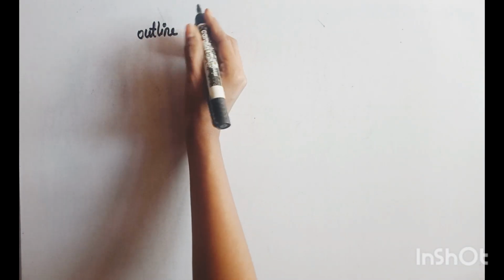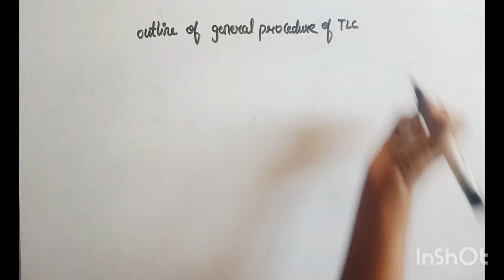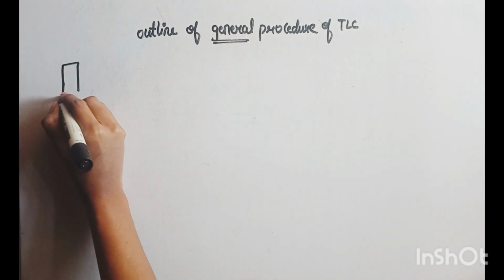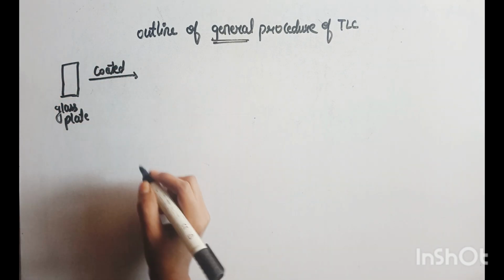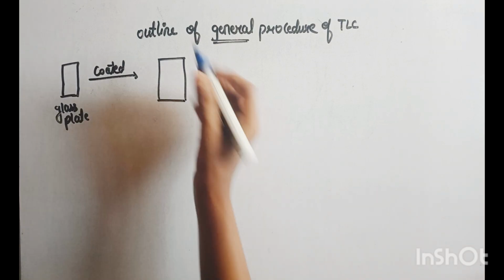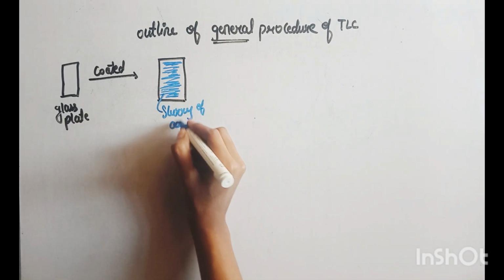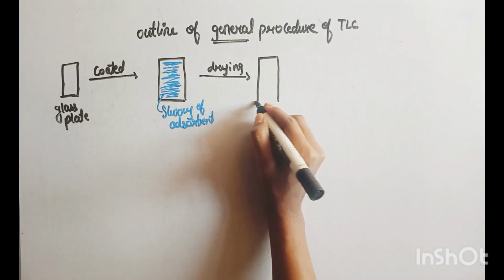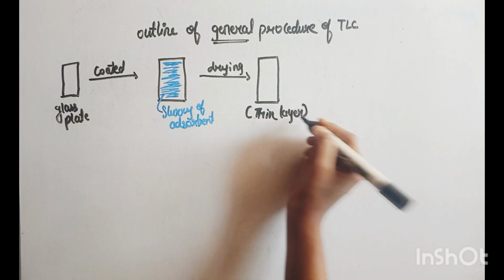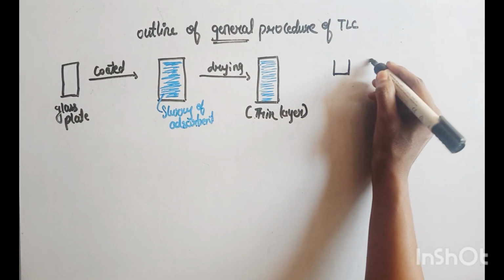Next, we move toward the general procedure of TLC. First is the glass plate, coated with the slurry of the adsorbent spread uniformly on this glass plate, and this adsorbent is called the stationary phase. So first it is coated. Next, we dry this thin layer. After drying, it forms the thin layer of the adsorbent on the glass plate.